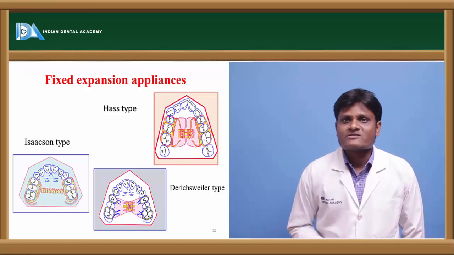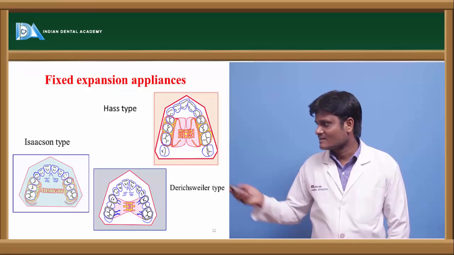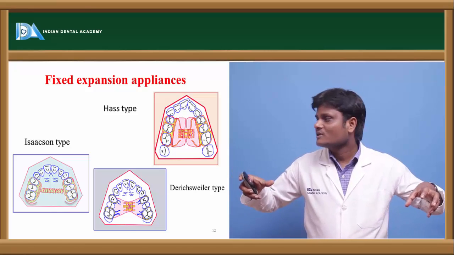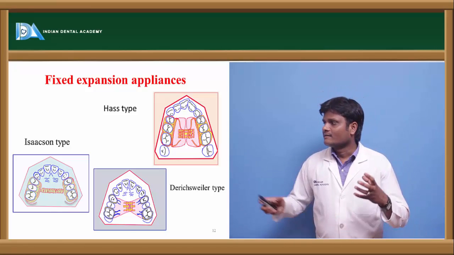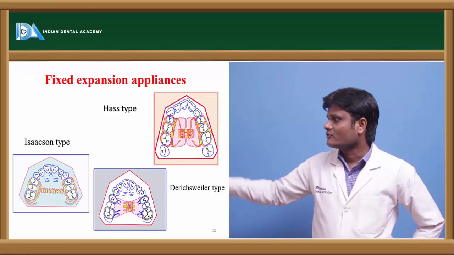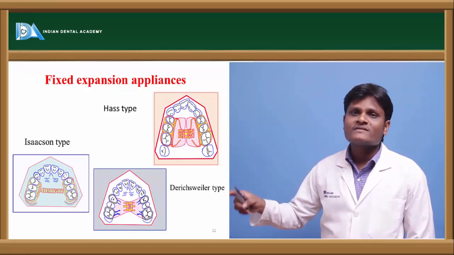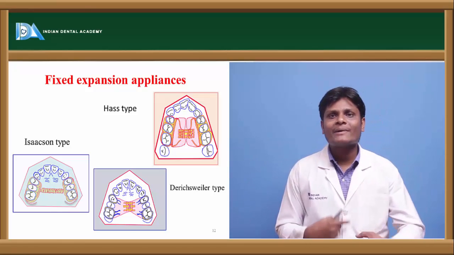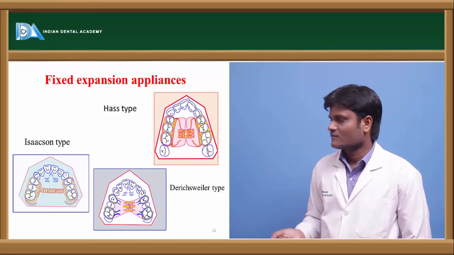These are the fixed expansion appliances: Haas type, Dirichlet type and Isaacson type. You can just have a look at them, wherein they are supported by the teeth in the posterior segment and by tissues in the palatal segment in case of the Haas type of appliance. These appliances have a screw in the midline. By sequential programmed activation of the screw, we can cause expansion of the dental arches.